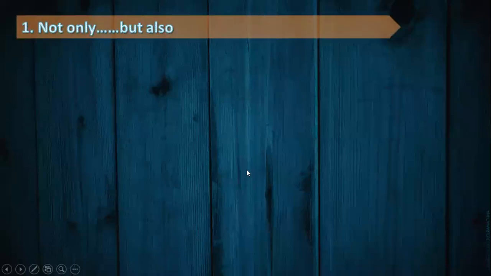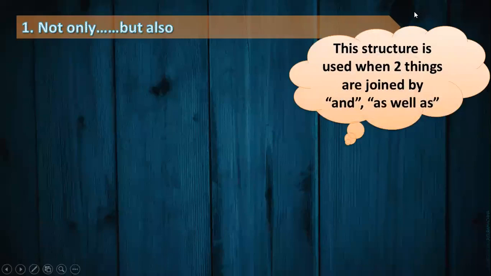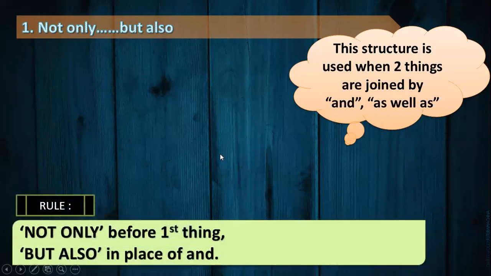There we go with not only, but also. Now, what we have learned in not only and but also is that when two things are joined by and, as well as, and comma, in such a case, we have a golden rule, that is, not only before the first thing, but also in place of and, or in place of as well as, or in place of comma. We can use anything, isn't it?